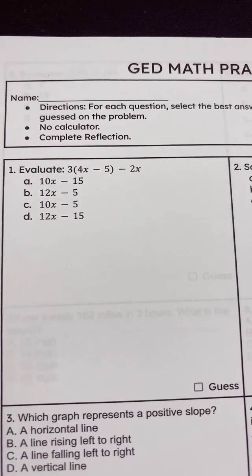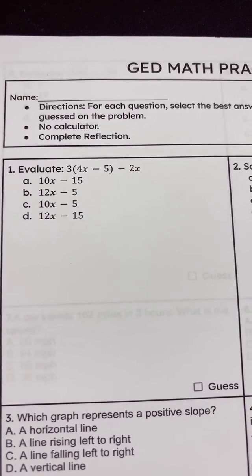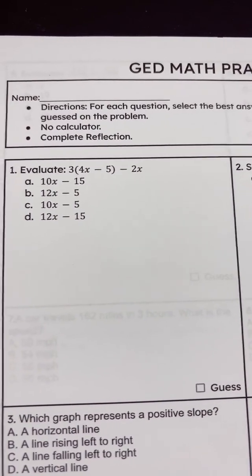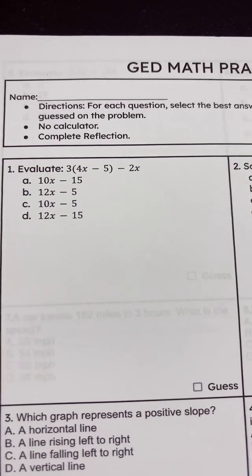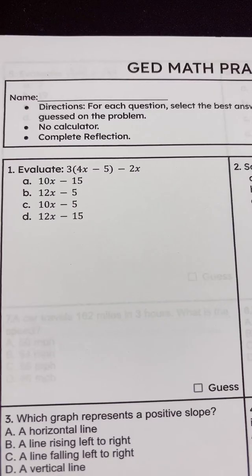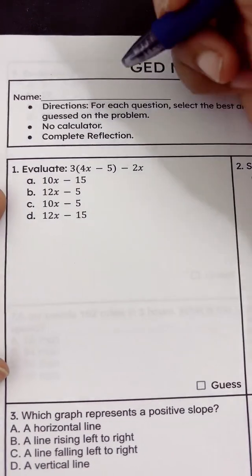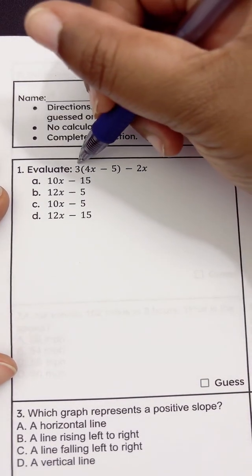All right, let's do number 1, you guys. Put your answers in the chat. We got to evaluate. Are we getting A, B, C, or D? What are we getting for number 1? Remember, whenever we have a number attached to a parenthesis, that means we are distributing.